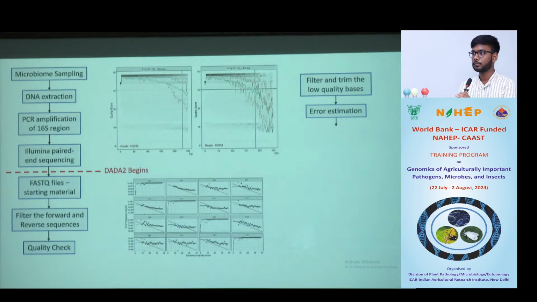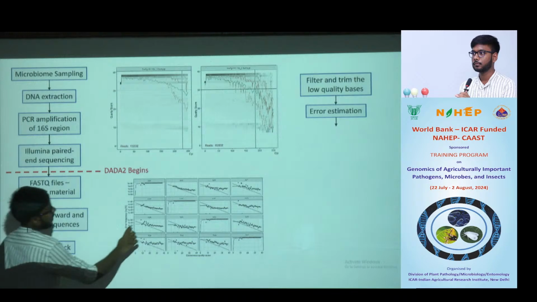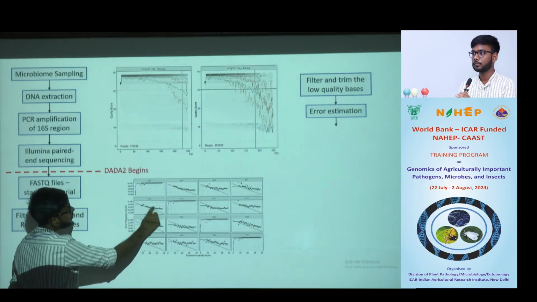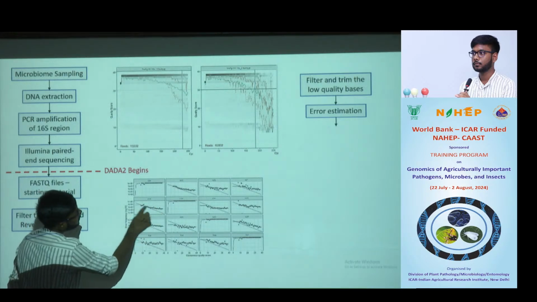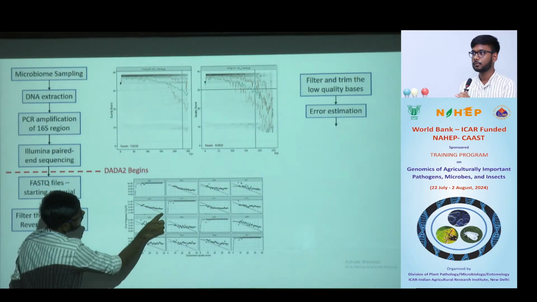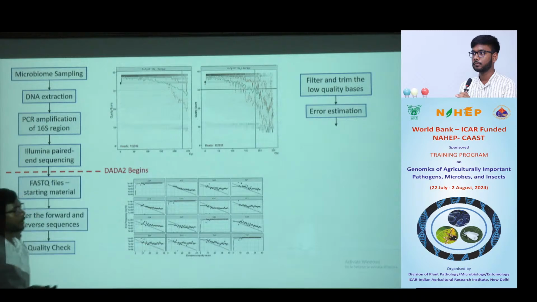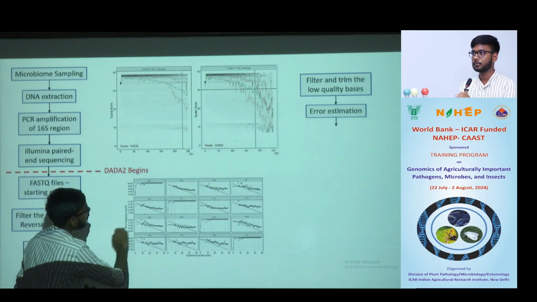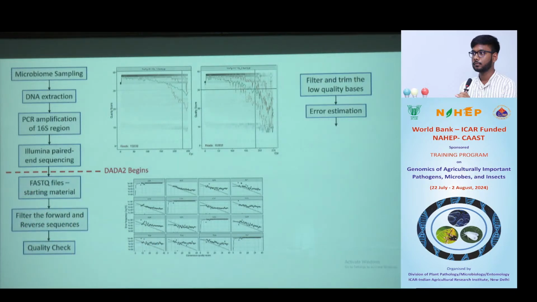And you can see here there is a red line and the black line. The black ones are the actual error, and the straight line in red color is the expected error. So in this case, our actual error and expected error are almost equal. So we can take this sequence forward.